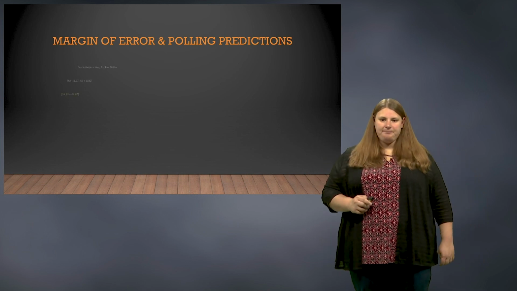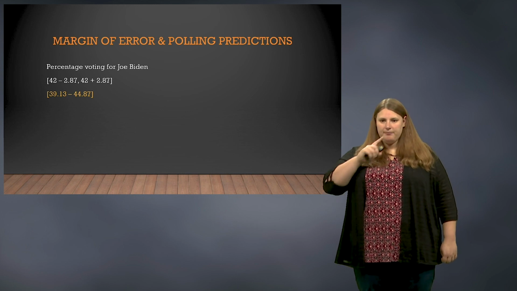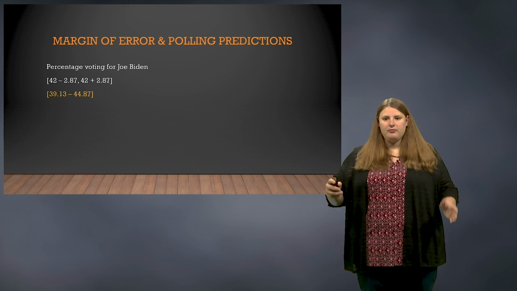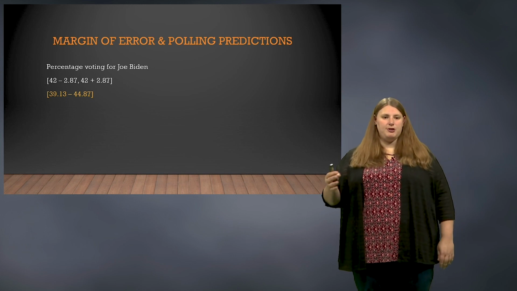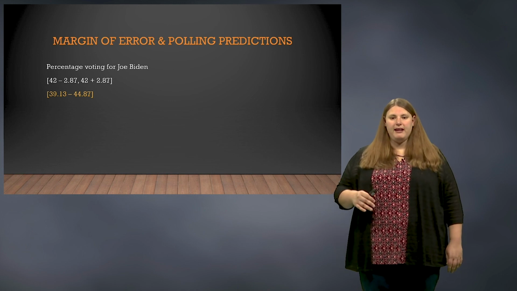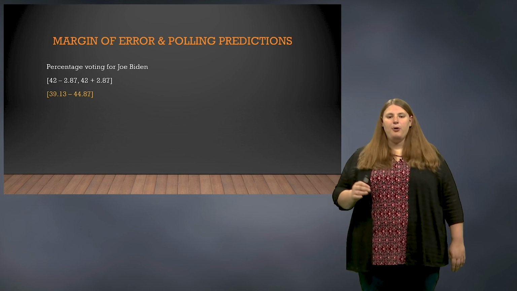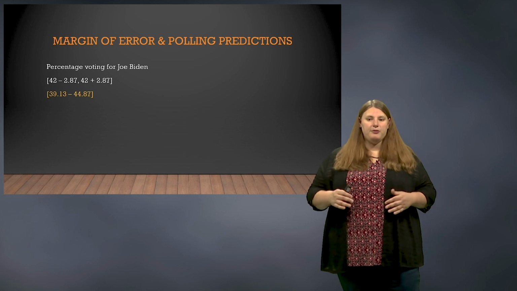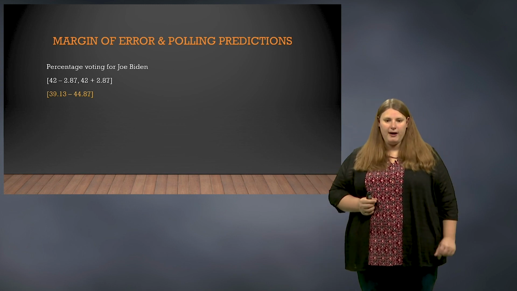Here's what I got. Looking at Joe Biden's numbers first, the percentage of the sample that voted for him was 42%. So I took 42% and added and subtracted the margin of error of 2.87%. That gave me a range of 39.13% to 44.87%. So based on the polling data collected at the time of the poll, Joe Biden would receive somewhere between 39 and 45% of the vote if held nationwide.